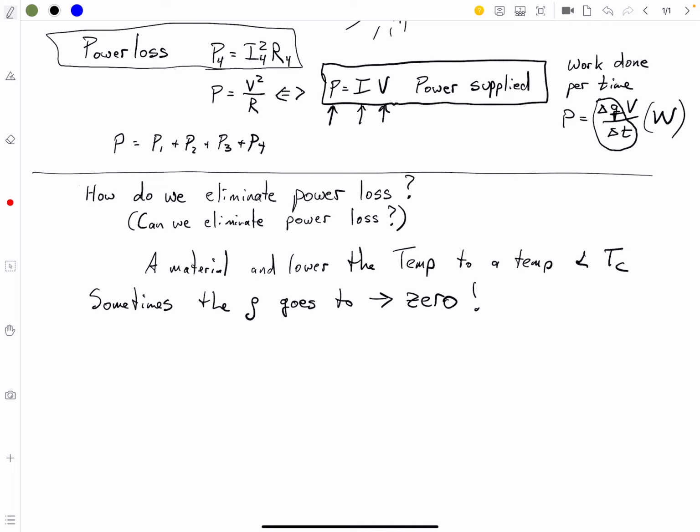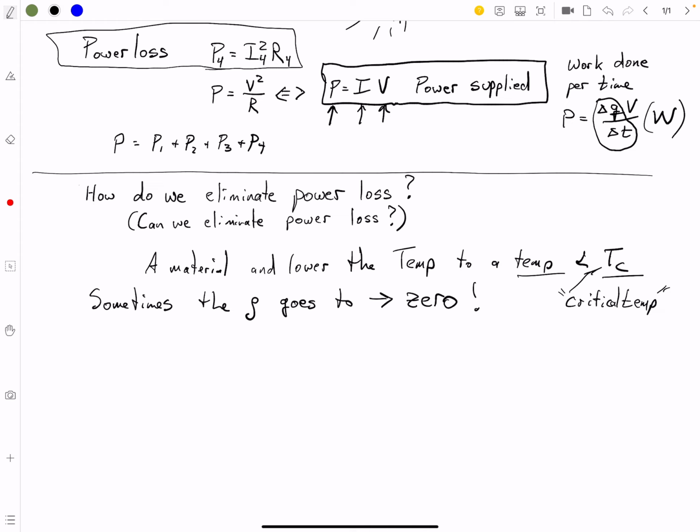Wow. If we can get our resistivity to go to 0 and we can make resistors out of it, then we have these resistors that if the temperature is less than some critical temperature, we don't have any loss. Power loss doesn't happen anymore. That is fabulous. Critical temp. That's this guy. That's our critical temperature for the material. No resistance. Wow.